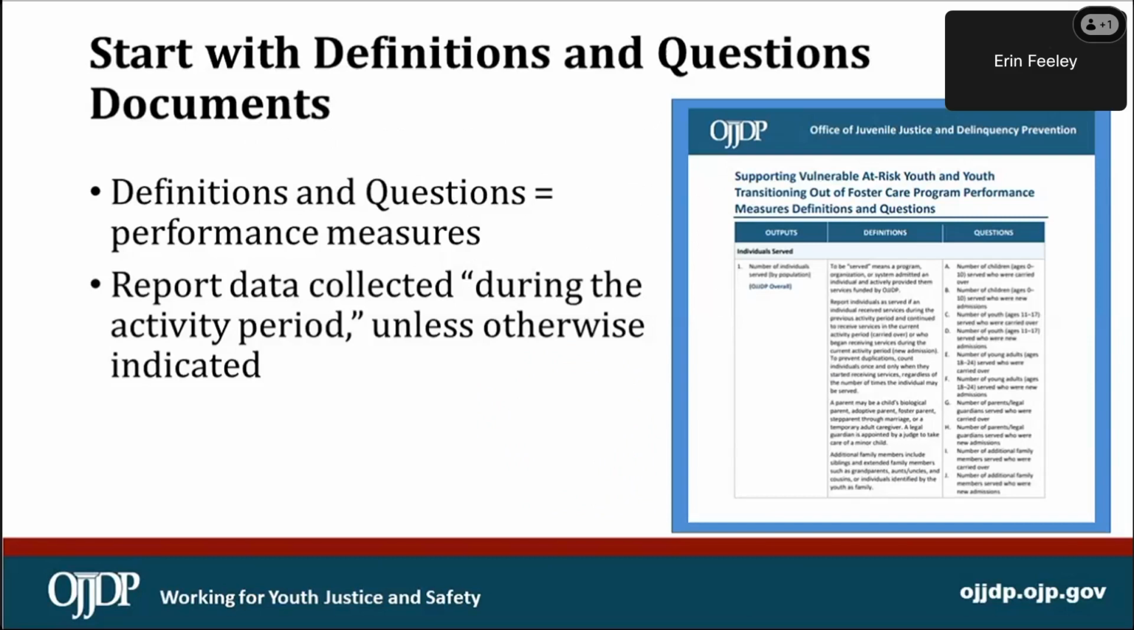So, where do you find your performance measures? They are here in what we call the definition and questions document. This is the list or place where anyone on your team can find all of your assigned performance measures outside of the JustGrants system. One thing we do want to note about this document is that you should interpret each of the questions that you will see in column 3 as something that happened during the activity period, usually meaning the last 6 months, unless the question otherwise indicates.